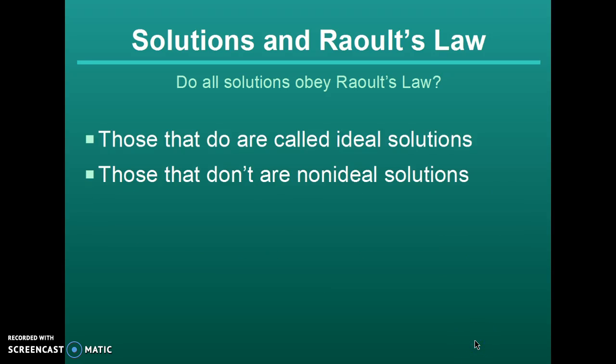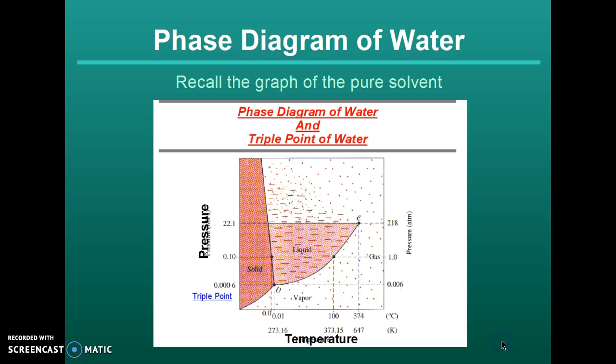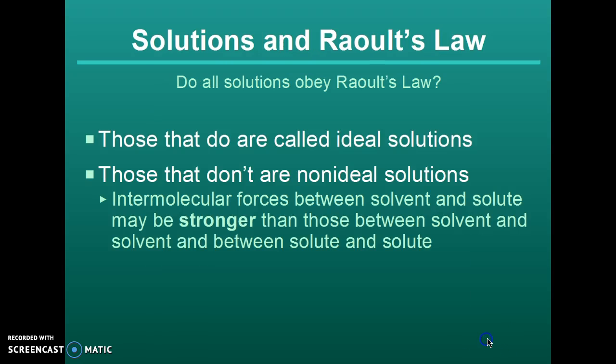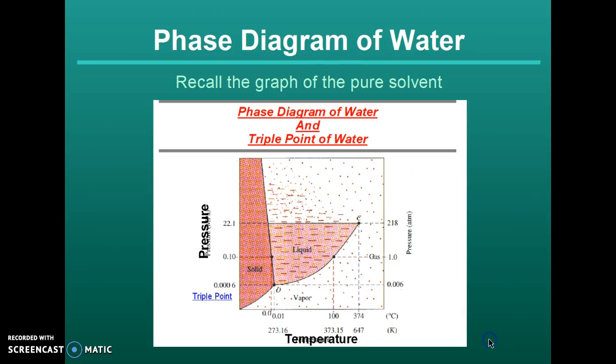Now, those that don't are called non-ideal solutions. Will we go in the other direction? Well, some intermolecular forces between solvent and solute may be stronger than those between the solvent molecules or between the solute molecules, in which case the vapor pressure would be lower than what Raoult predicts. So you can have non-ideal solutions in both directions, with the vapor pressure of the solvent either greater or lower than what is predicted by Raoult's law.